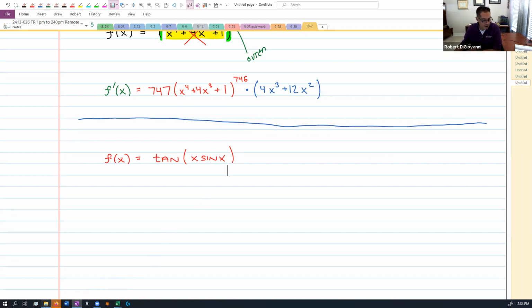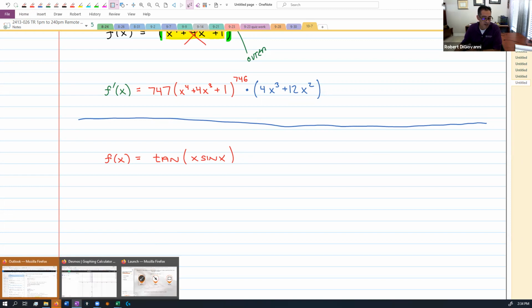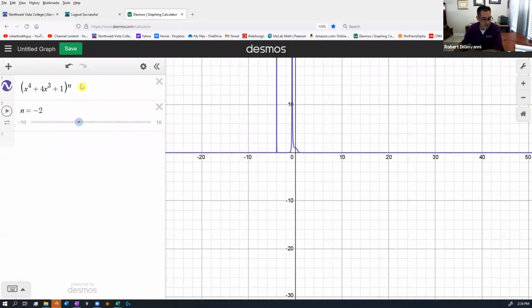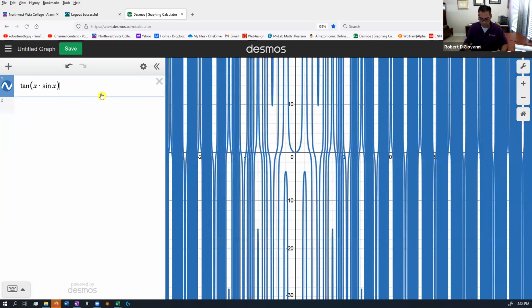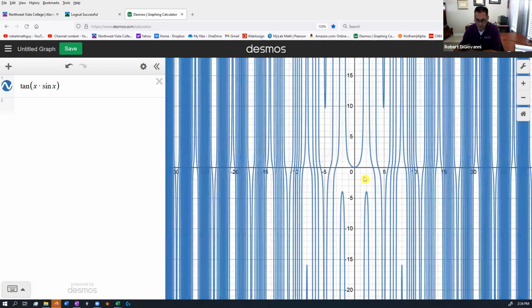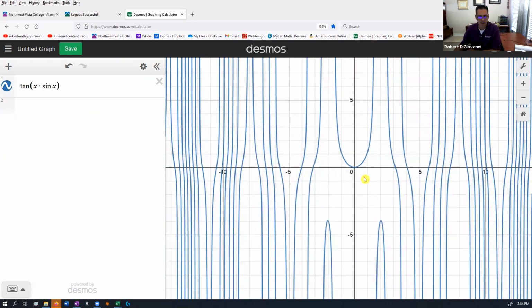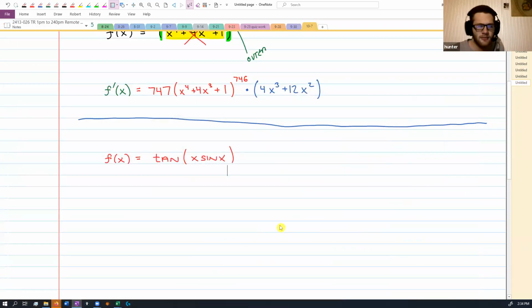Tangent of x sine x. The x sine x lives inside that tangent, right? The way I wrote that, I'm doing tangent and then inside, x times sine x. Oh yeah, now we're talking. There's the graph. Okay. Now, I'd like to know the derivative of this.